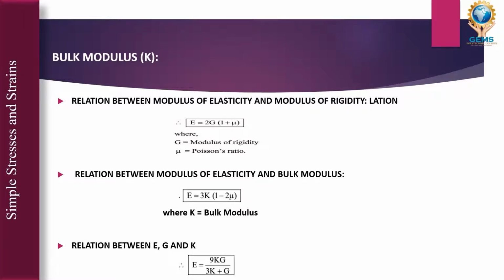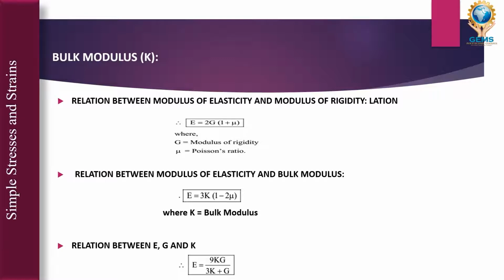And if you will see relation between modulus of elasticity and bulk modulus, then E is equal to 3K into 1 minus 2 mu. Once again I will repeat, E is equal to 3K into 1 minus 2 mu, where E is equal to Young's modulus or modulus of elasticity, K is equal to bulk modulus, and mu is equal to Poisson's ratio. Understand? You have to keep this formula in your mind.